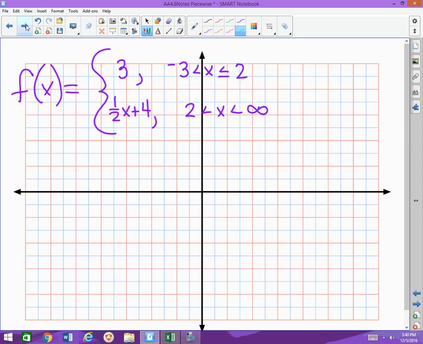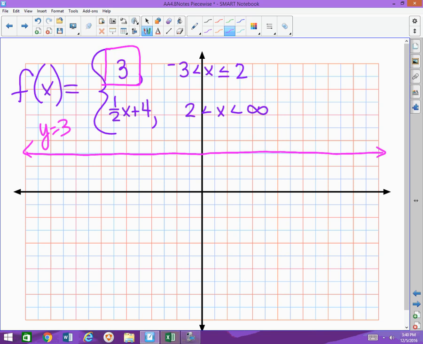Now, if you were going to graph a piecewise function, just do the same thing. Graph each part separately. So first, let's start with that. That's what we need to graph. That's like saying y equals 3, which is a horizontal line at 3. So you draw it first.